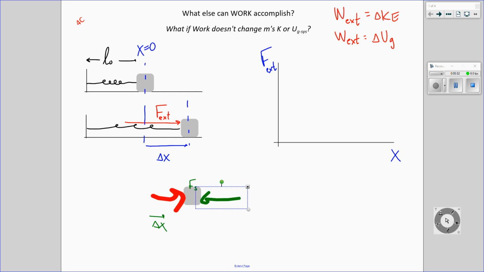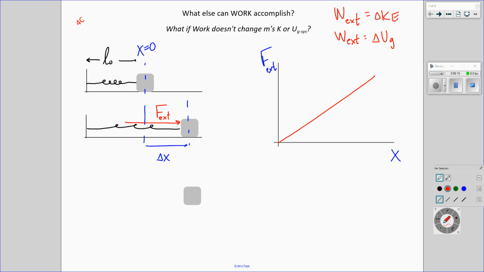So if we look at the force that Jim applies as a function of position, it looks like this. It looks exactly like what the spring force looks like. The force that the spring exerts on the object looks like this. Okay, so let's say that this is our delta x.